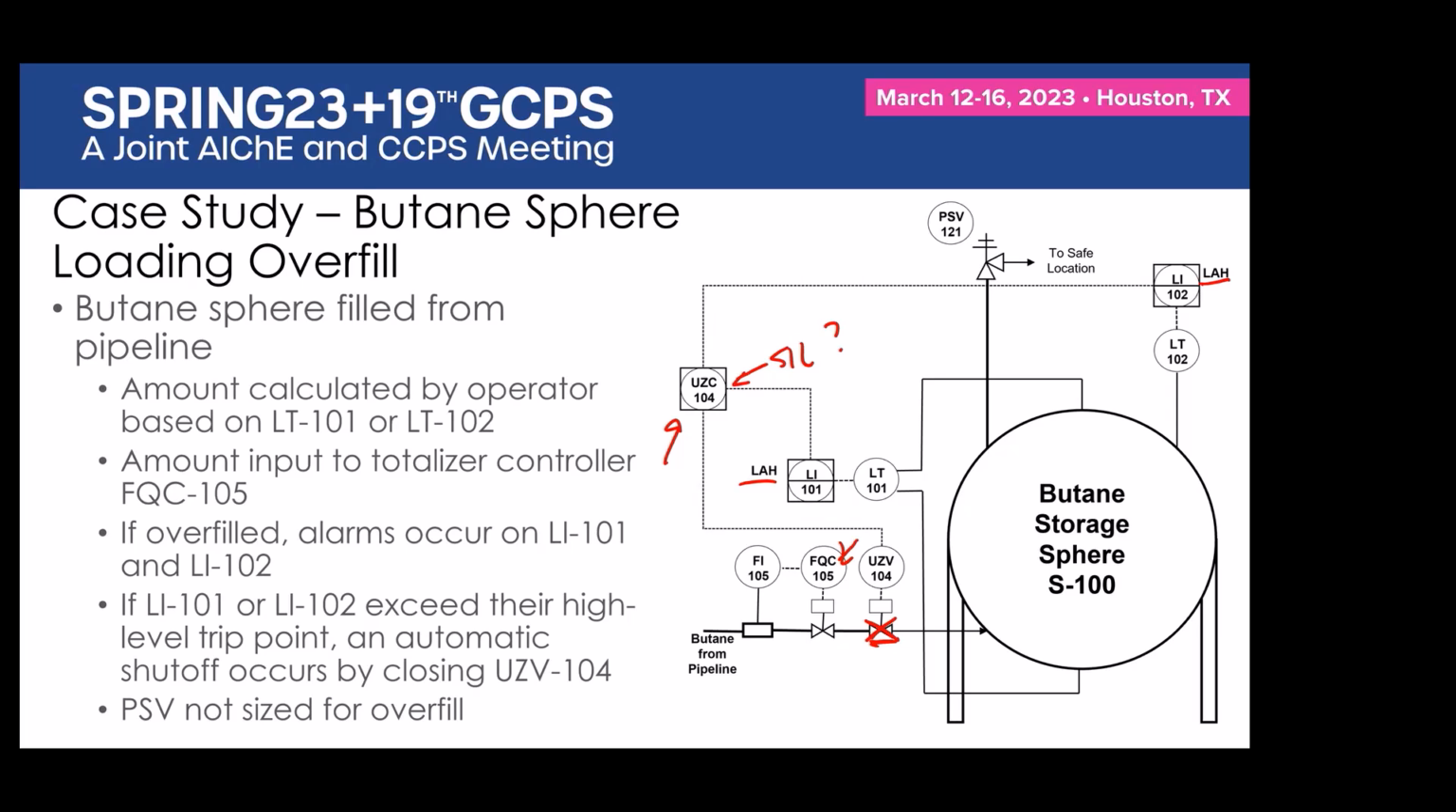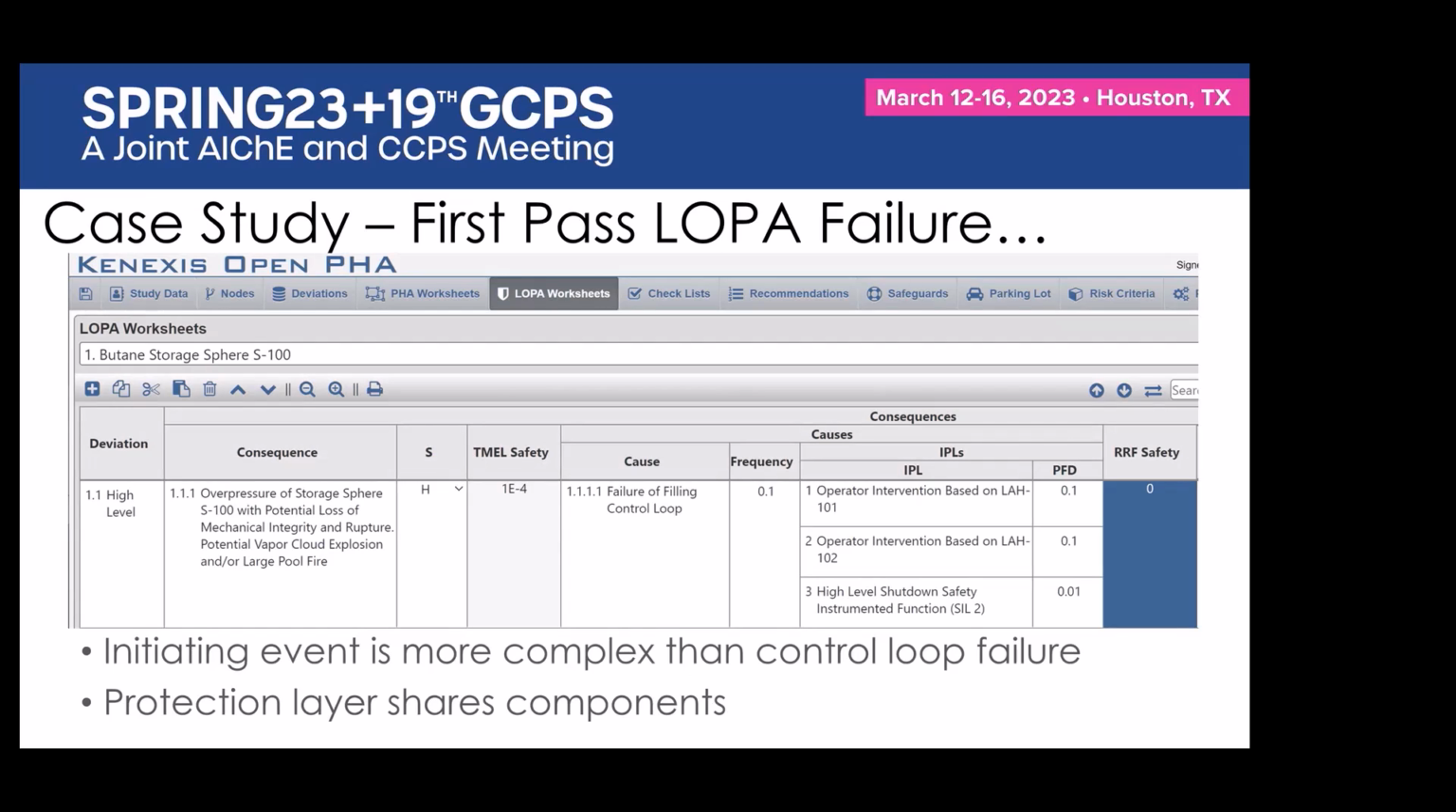The first thing we do, our go-to, is to do a LOPA. Now, this first pass LOPA is a big honking, screaming failure. Everything that you could possibly do wrong was done wrong. So they said, well, the cause of overfill is that control loop. So this guy here, FQC105, that control loop fails. And we all know that basic process control fails at 0.1 per year. Actually, the initiating events are a lot more complex than just control loop failures. There's a lot of human factors that go into this. We'll come back to that.